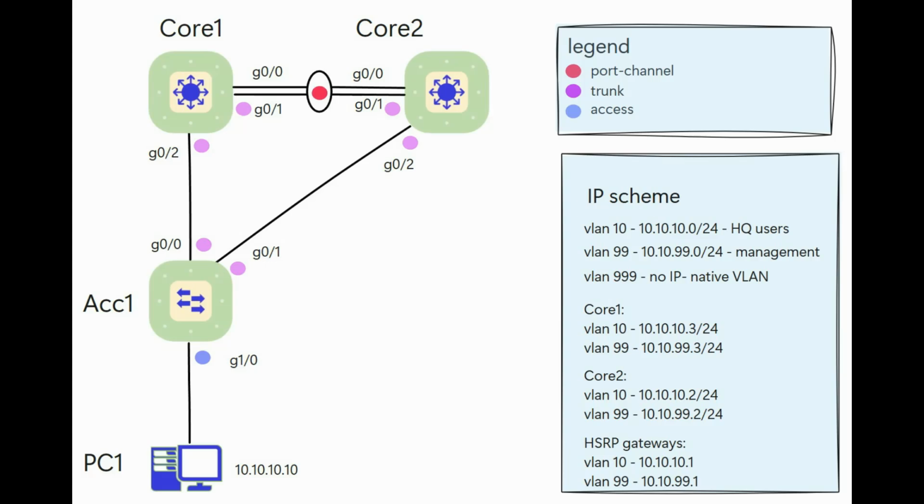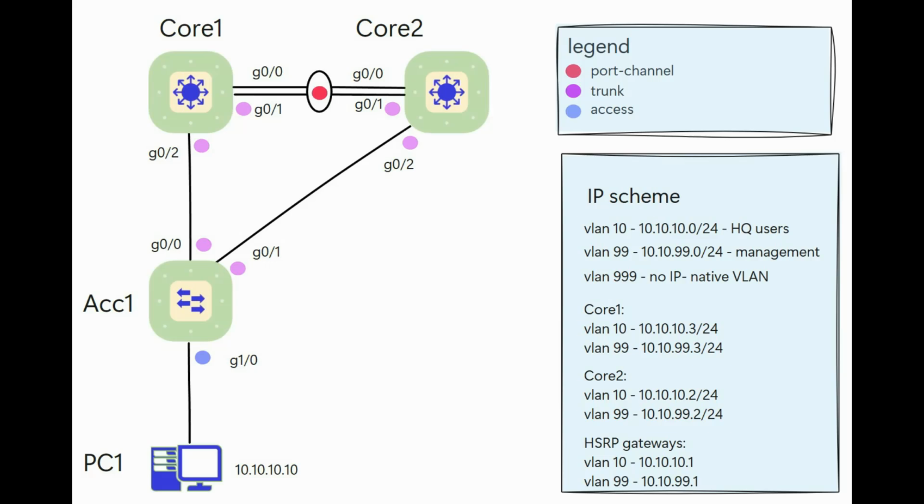VLAN Trunking Protocol. VTP helps manage VLANs across multiple switches. A VTP server can create or delete VLANs, and those changes automatically sync to client switches in the same domain. It simplifies VLAN management, but can be risky if misconfigured, which is why many network engineers choose VTP transparent mode for safety and local control.